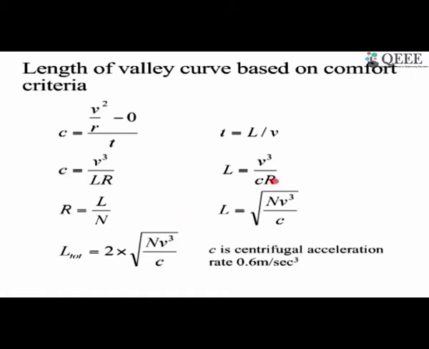Another part, we know that we are saying r as the radius. R in this case is nothing but L by N. So L by N, you just need to understand this, we are considering the half part of the curve, not the complete part. If we replace L by N in this equation, then it becomes L is equal to N v cube by C. So this is the half part. There is another half, so we need to multiply with 2. So the total becomes 2 times N v cube by C. So this is based on the comfort criteria. At least this length should be provided in the valley curve.